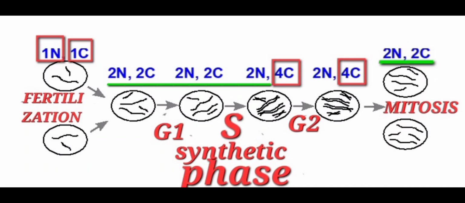Now, if the cell undergoes mitosis, each daughter cell will return to the 2C and the 2N conditions, because it will receive half of the DNA content and one of each pair of the sister chromatids.